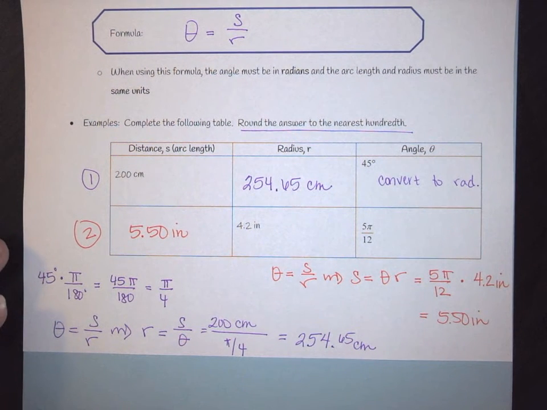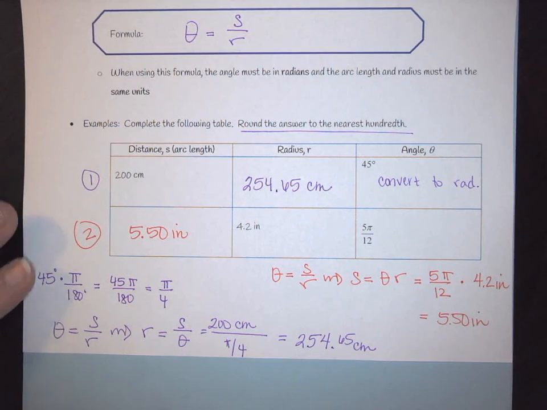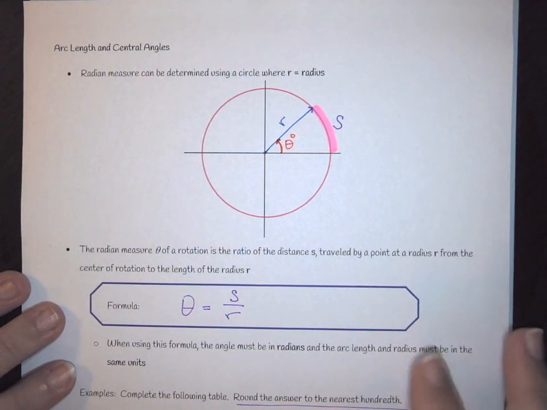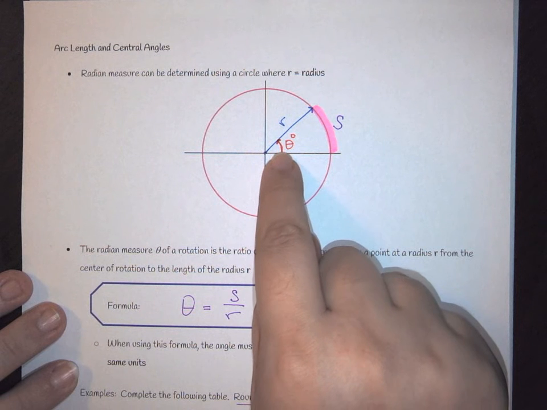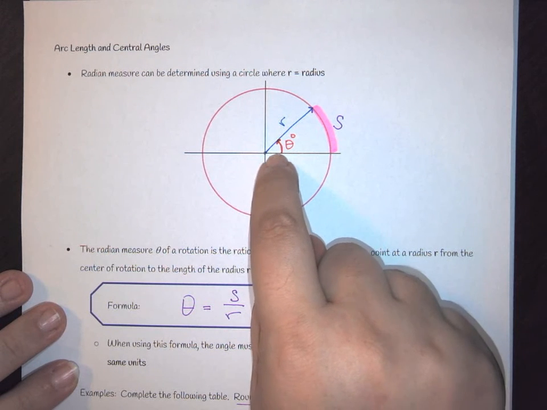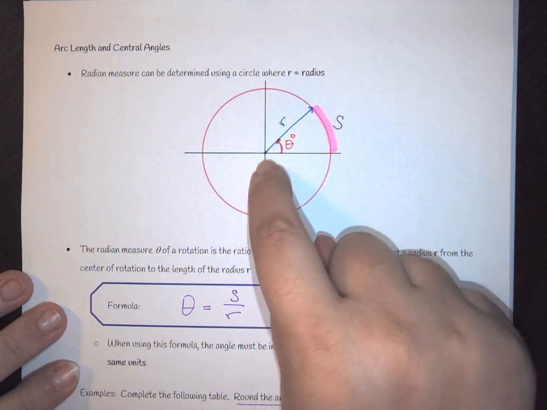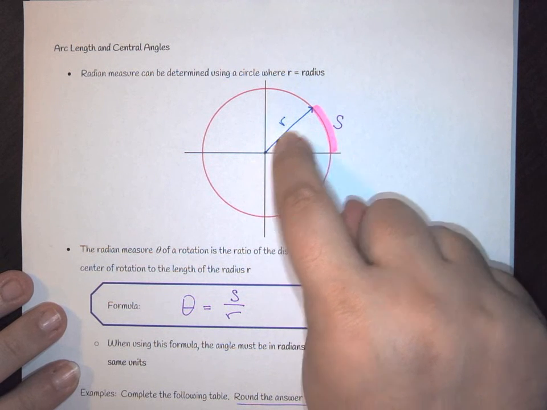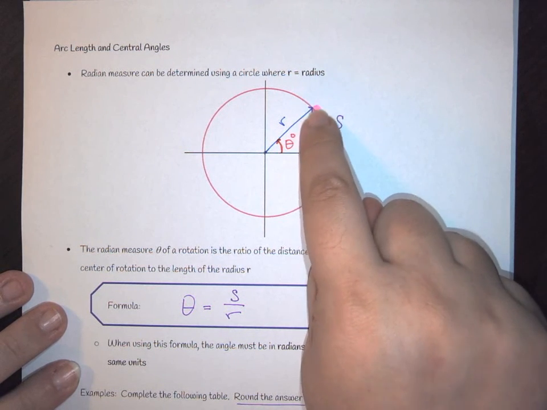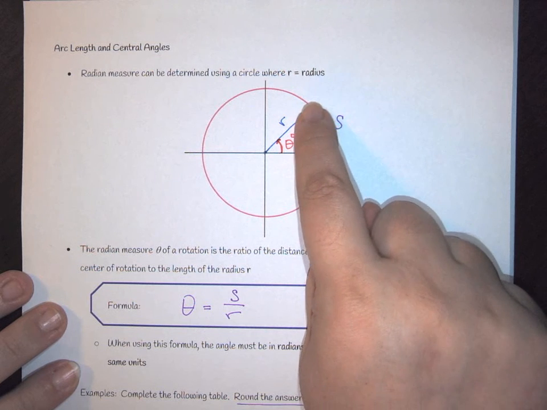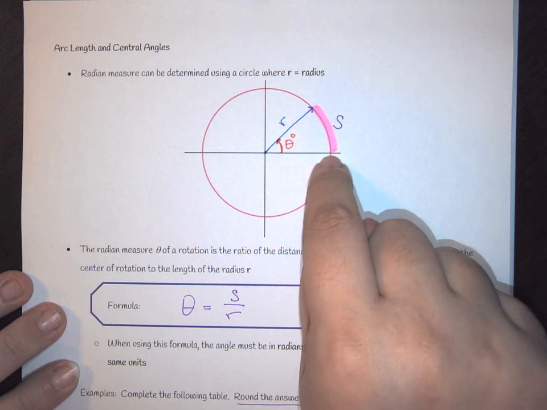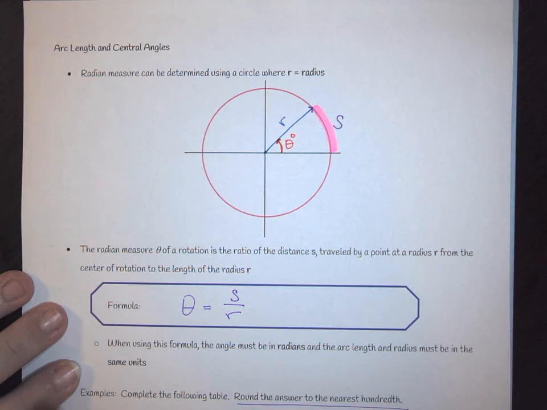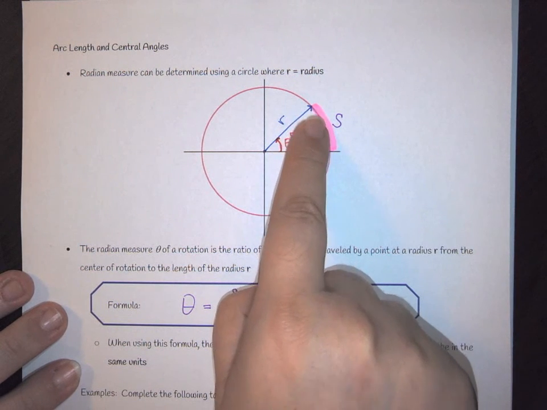So that's all you need to know about arc length and central angles. Just remember when we're talking about arc length, your angle is the measure that goes from your x-axis up to your radius line. Your radius is the measure that goes from the center of your circle out to the outer edge. And your distance traveled is this piece of the circumference that starts from your axis line and goes up to where your radius is. That is your distance.